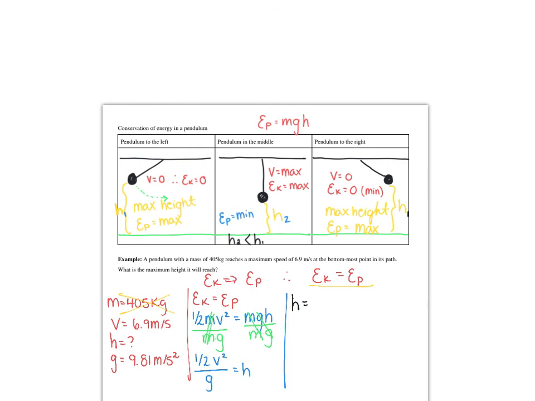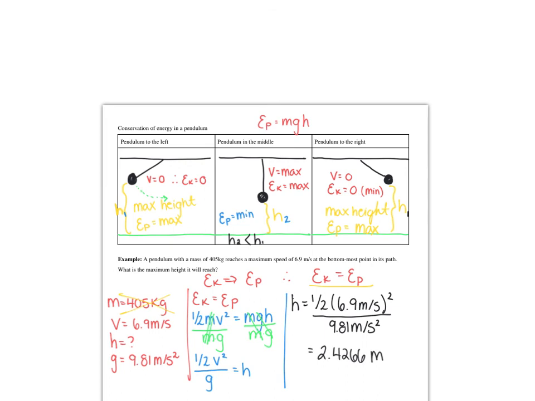Okay, so height is equal to 1/2 times v squared, so that's 6.9 meters per second squared. And we will divide that by 9.81 meters per second squared. Once again, noting that we actually need to square the number for speed, but we do not square gravity. The square here is from its unit. I end up with a final answer of 2.4266. And that would be in meters. That's the unit of height.